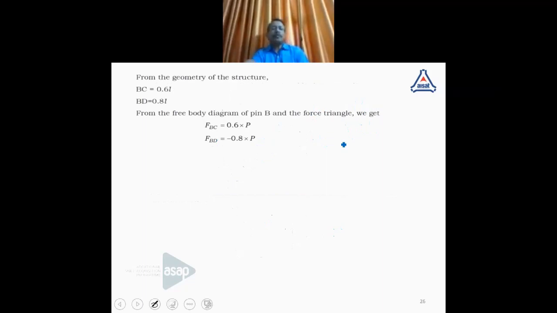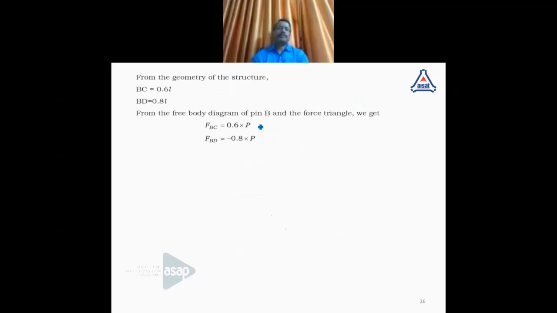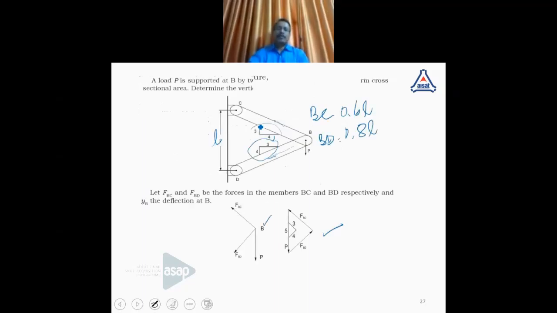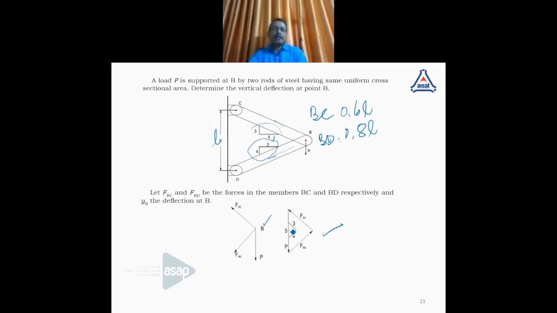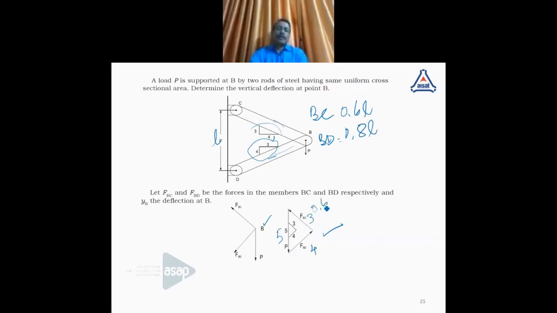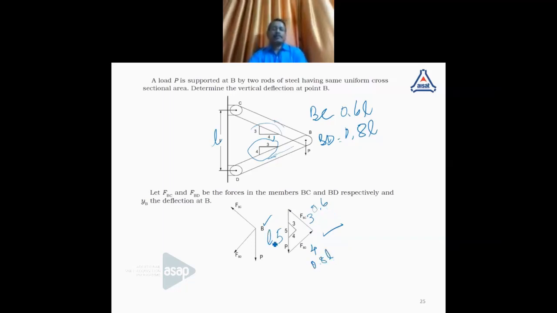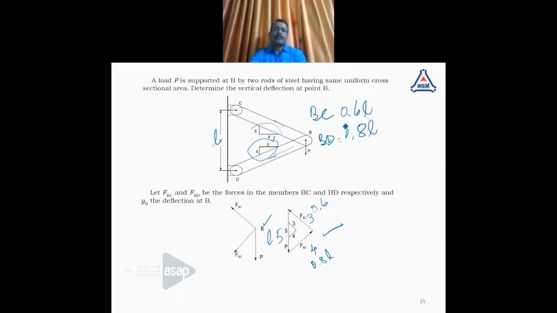From the free body diagram of pin B and the force triangle, we get FBC equal to 0.6 into P. From this diagram, we have a 3, 4, 5 triangle. These sides are in the ratio 3, 4, 5. This length is BC, 0.6L, and this is 0.8L. In that case, the hypotenuse will be L. That is how we obtained these values.